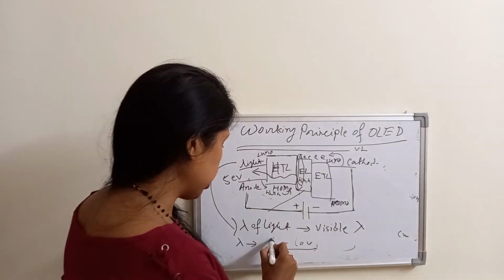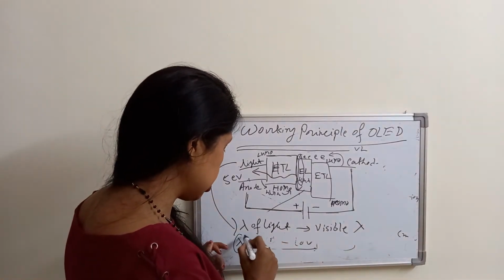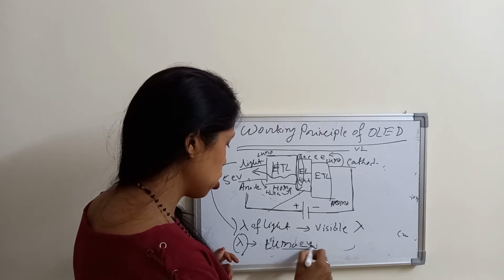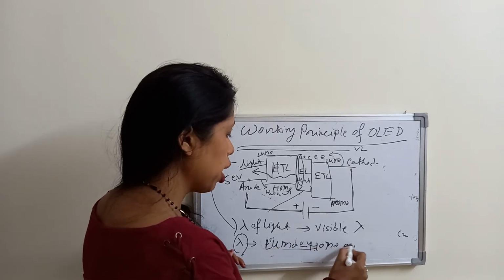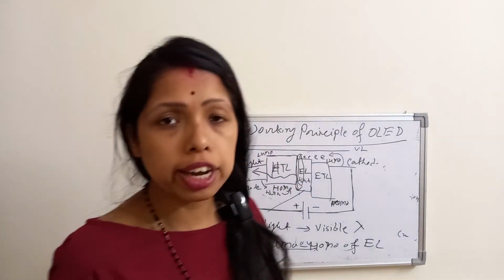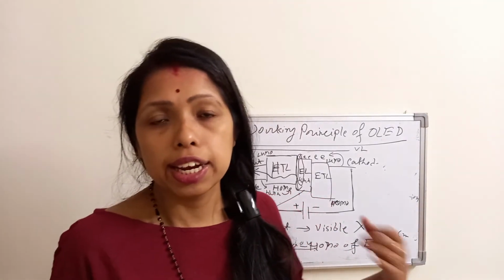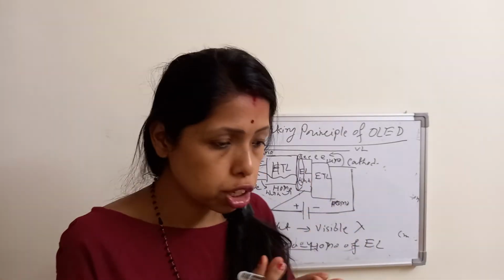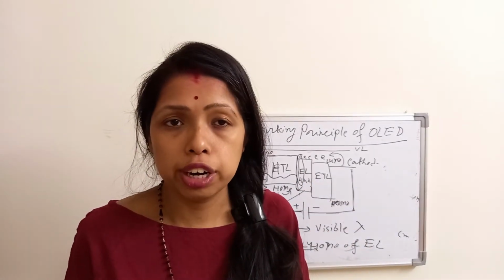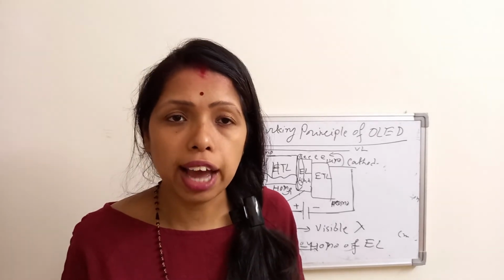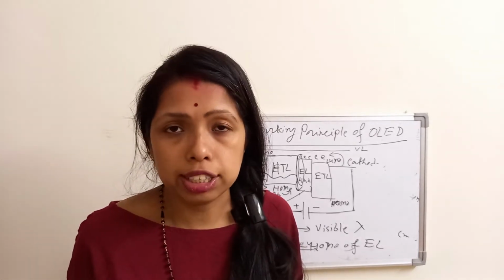So the lambda is related to the difference between the LUMO and the HOMO level of the emission layer, and the types of semiconductor. What kind of semiconductor are you using in the emission layer? If in the emission layer you use two or three multiple layers of different semiconductors, with different band gaps, you will get different kinds of light from the same device, right?